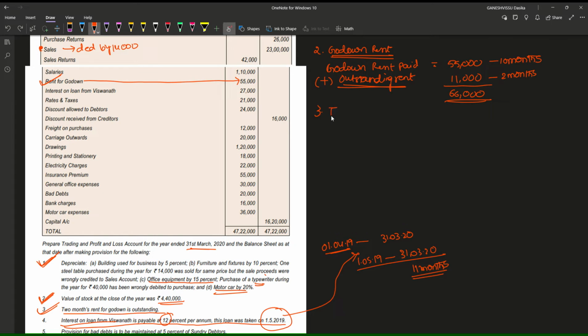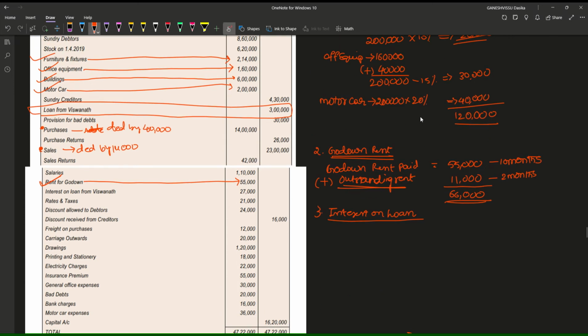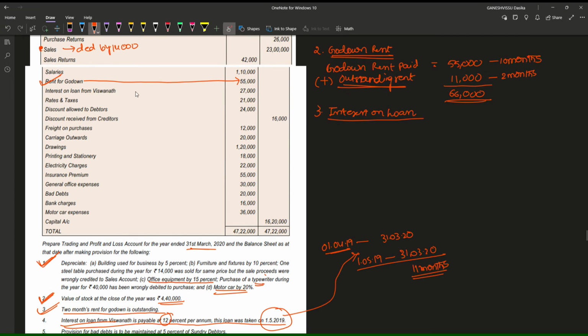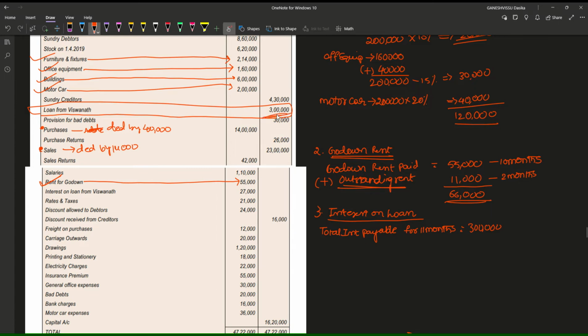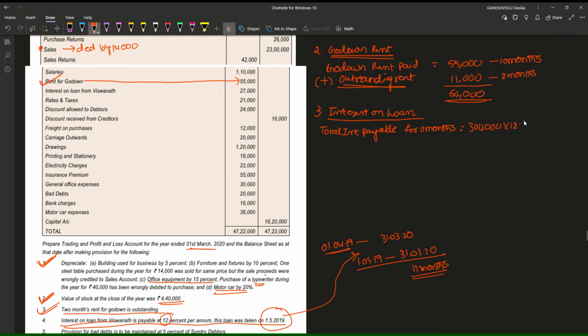So interest on loan, right? Interest on loan we are having. Let us calculate total interest payable for 11 months actually, which is 3 lakhs we are having, right? 3 lakhs is the loan from Vishwanath we have seen now only. 3 lakhs is the loan, at 12%, and we need to calculate for 11 months, right? Which is what?